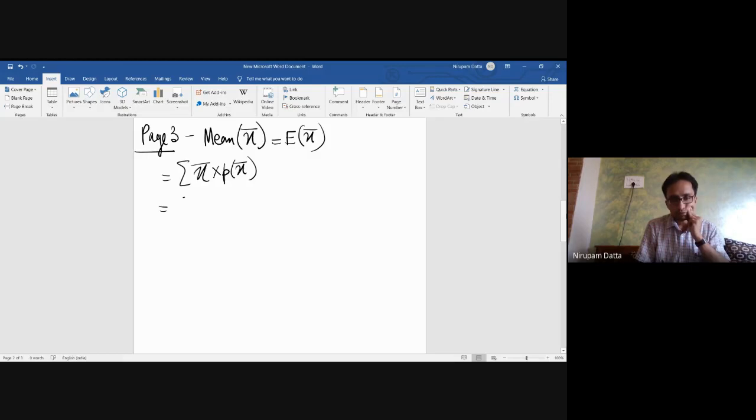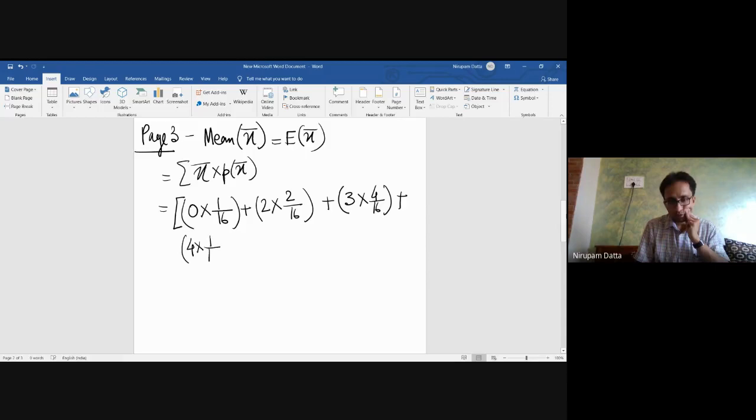So what we have got? We have got 0. What is the corresponding relative frequency? 1 by 16. 2. What is the corresponding relative frequency? 2 by 16. 3. What is the corresponding relative frequency? 4 by 16. 4. What is the corresponding relative frequency? 1 by 16. 5, 4 by 16, plus 6 into 4 by 16.